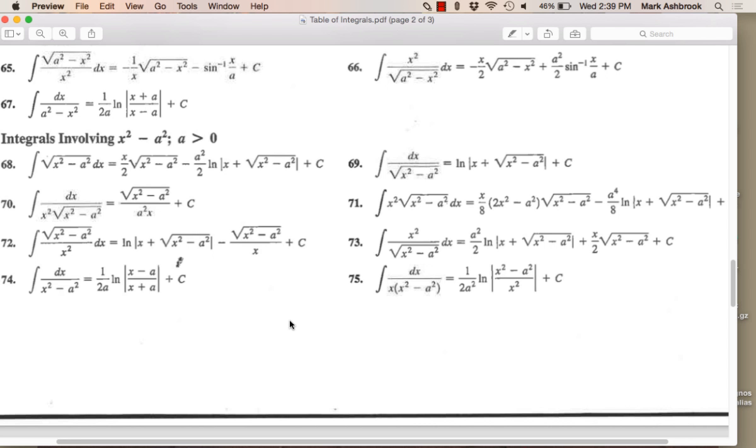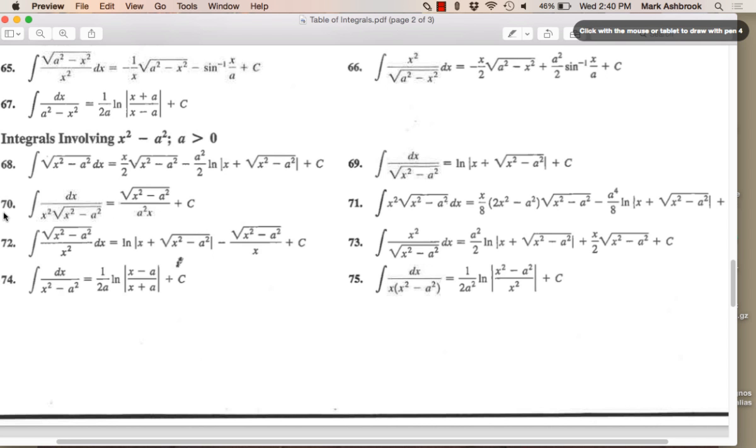So which one of these, 68 through 75, matches the form that we got? Let me write that down again. Do you see that it's 70? Because we had u squared and then u squared minus a squared. So here it tells us exactly what the answer is. It's this right here.